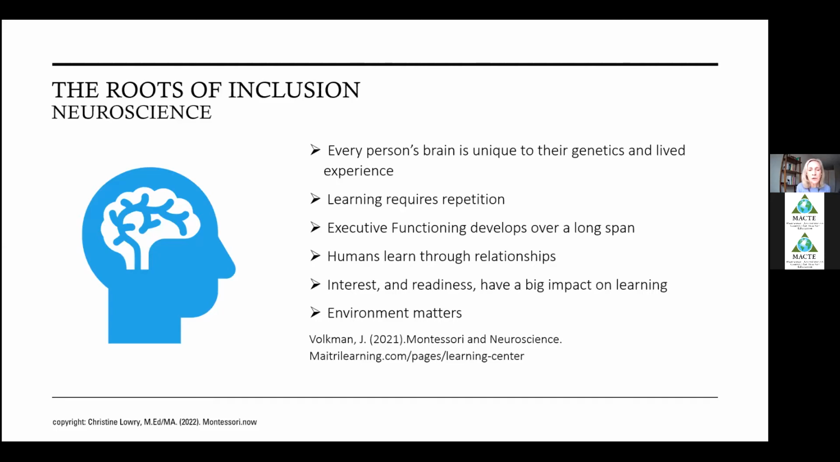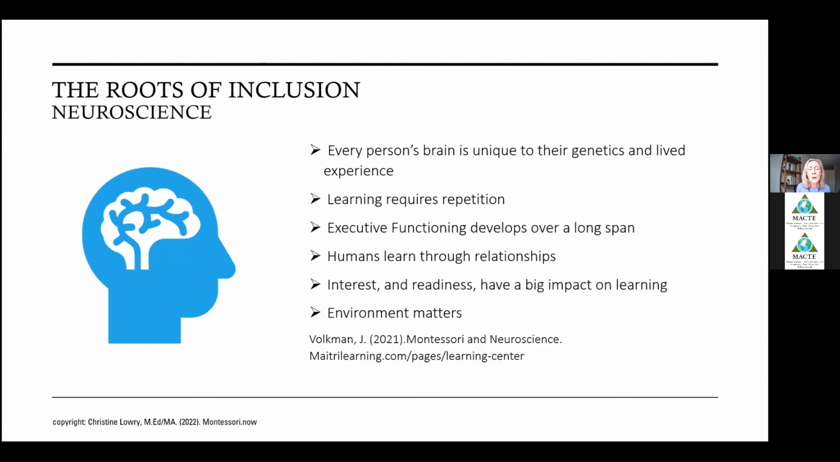Every person's brain is different. We are all unique. Yes, we have lots and lots of similarities, but we are all unique based on our genetics and our lived experience. Neuroscience has shown that learning does in fact require repetition. Yep, Dr. Montessori knew that. That executive functioning develops over a much longer period of time than we thought at one time, up into the mid-30s, and for some of us, I would dare say beyond that.